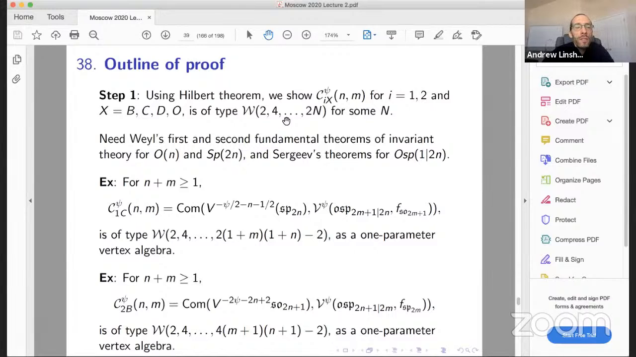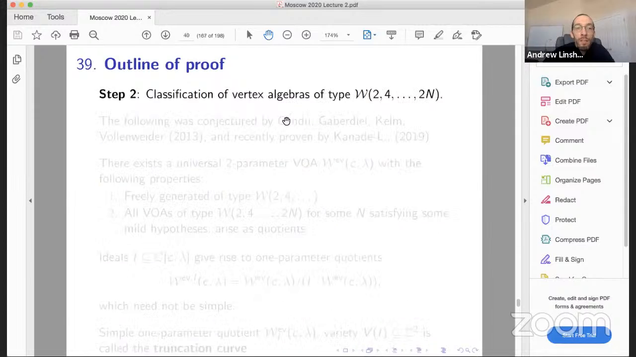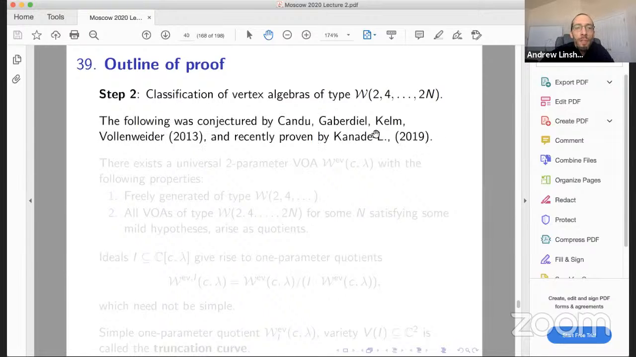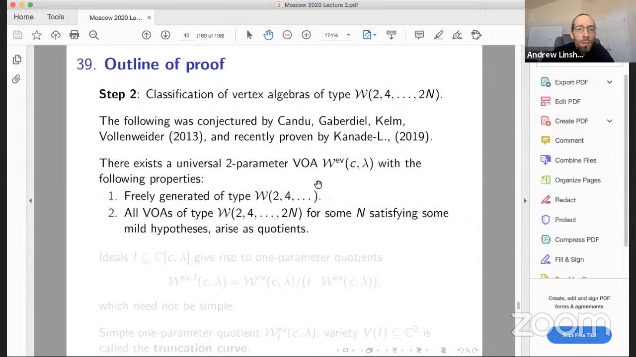So again, just like the case of type A, there's a classifying object for vertex algebras of this kind. This was something that was conjectured, I think probably much earlier, and then more recently by Candu, Gaberdiel, Kelm, Vollenweider in the physics literature. And Shashank Kanade and I recently constructed this algebra. There's a unique universal two-parameter vertex algebra that I'll call W^even_∞(C, λ). So this is the even spin analog of the W-infinity algebra I mentioned before. It's freely generated of type W(2,4,6,...) all the way to infinity. And all vertex algebras of this kind for some n satisfying some reasonable hypotheses are quotients.